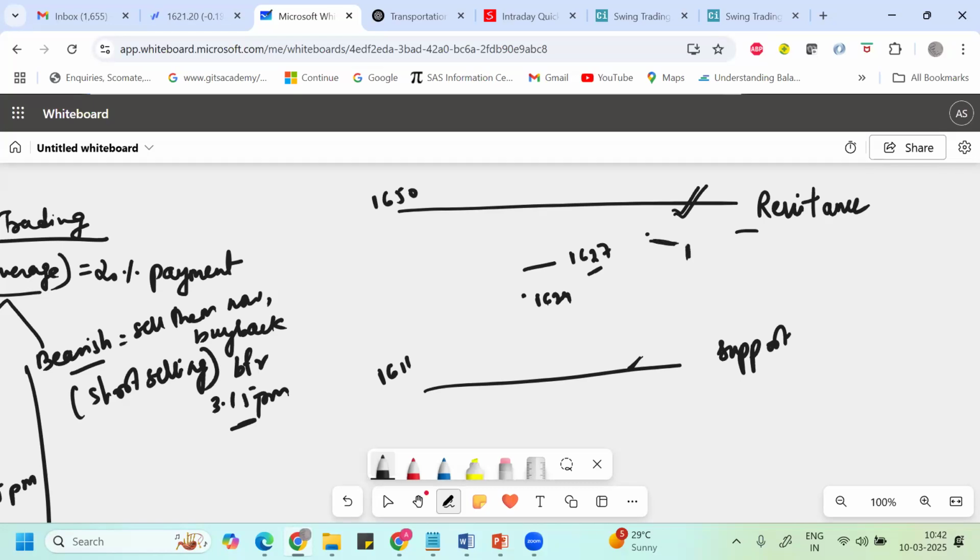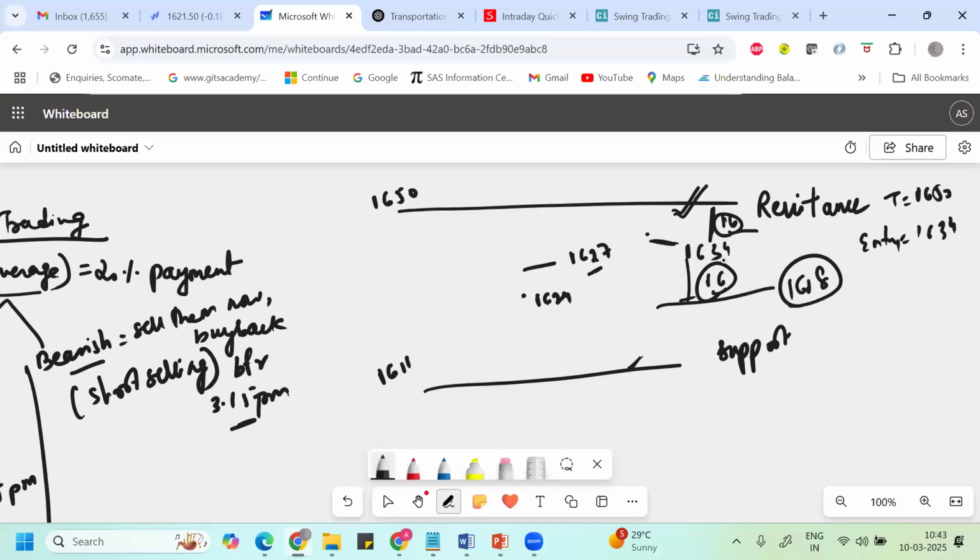Now imagine you're entering at 1634 and you're targeting 16 rupees profit. So you can put your stop loss 16 below. 1634 minus 16 gives 1618. So if your entry is at 1634 and your target is 1650, you can put the stop loss at 1618 to 1620, like that. So that if whatever you're thinking is not correct, and it does not give good movement, and instead falls down, it should not fall very low. Before that level, you can exit from the trade.